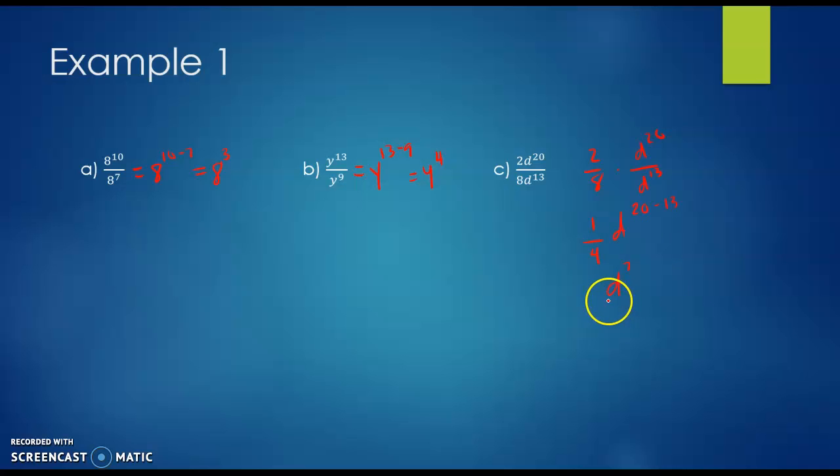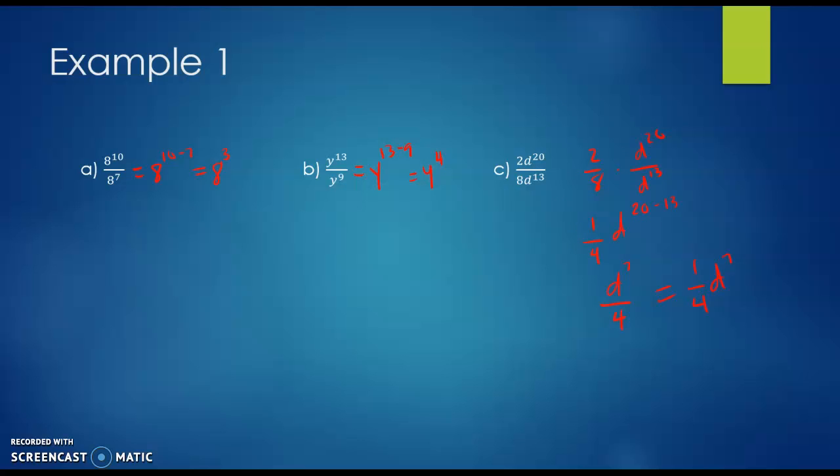And we can write this one of two ways. We can put it over 4, because 1/4 d to the 7th power, or we can say 1/4 d to the 7th power. Either way, both of those are correct. But again, these coefficients, we simplify them. They're their own bases, right? And so we simplify those.